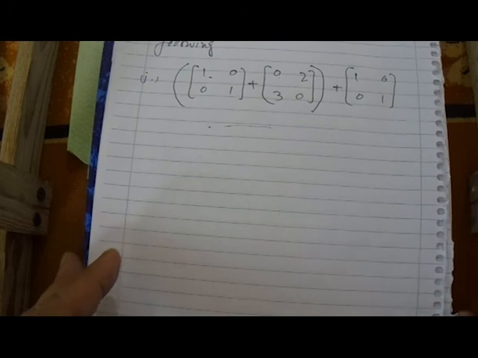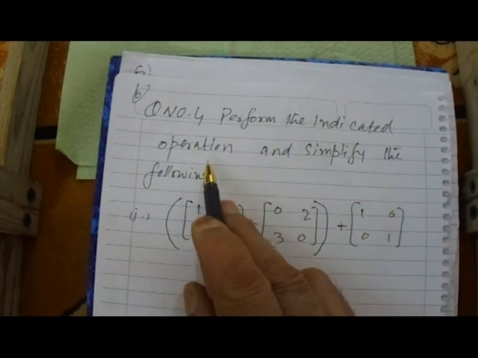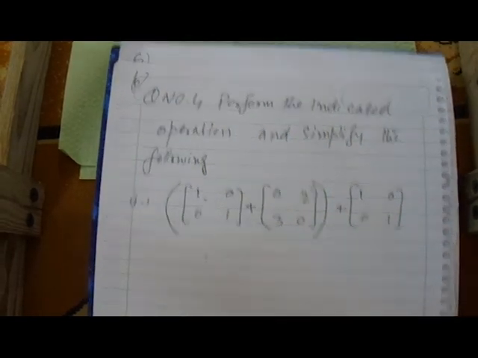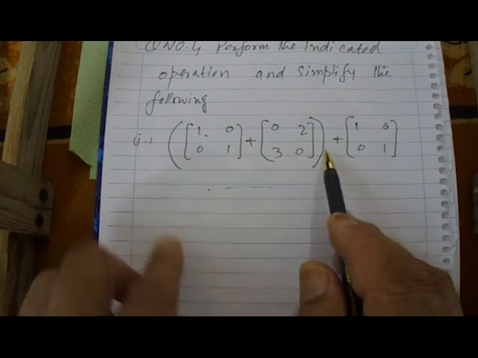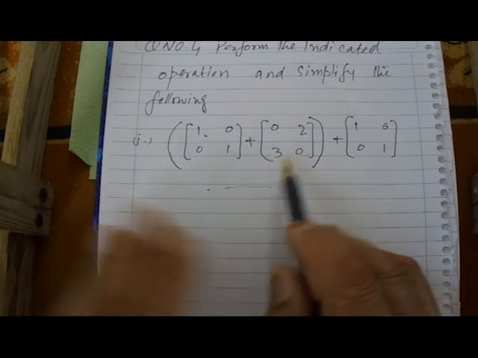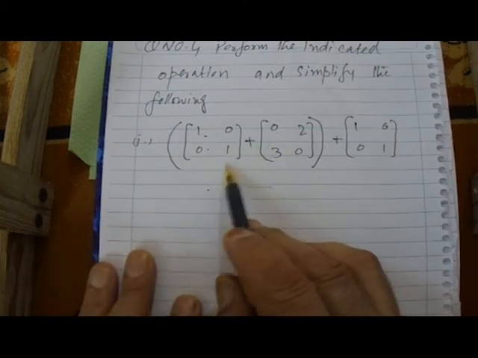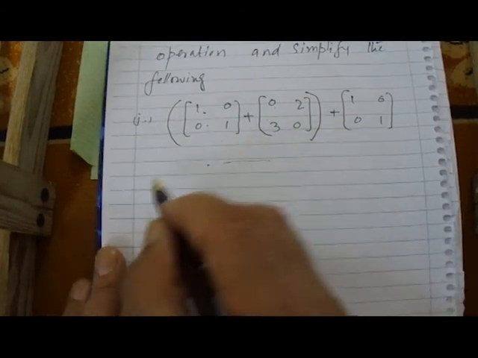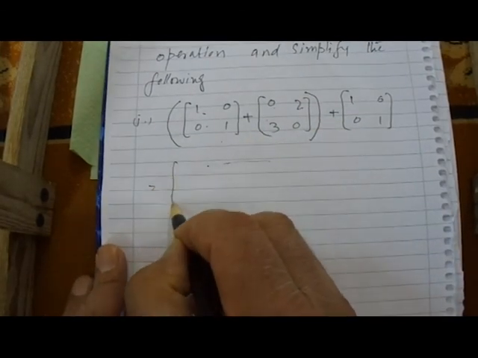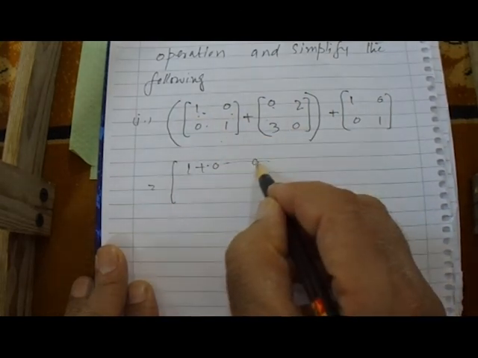Now the question is 4. Perform the indicated operation and simplify the following. Now our operation is given. This is a round bracket and two matrices written in this matrix. We add first this plus, then the answer of this plus this. Now first we add this, it is equal to, we remove this matrix, 1 plus 0, 1 plus 0, 0 plus 2.